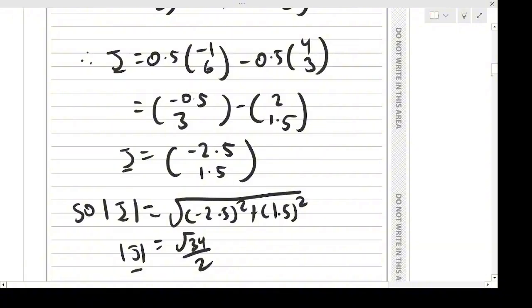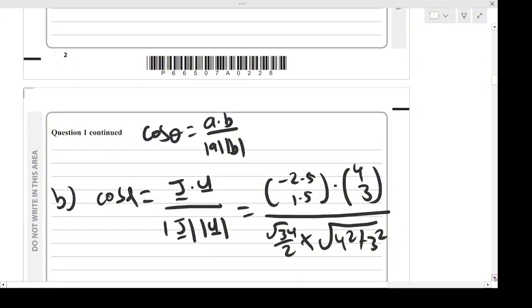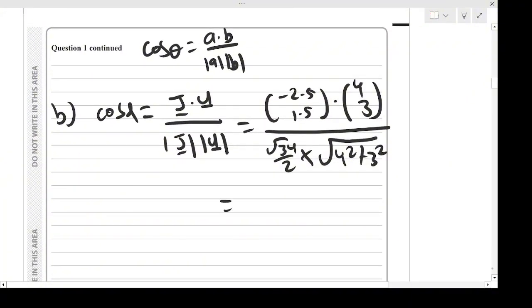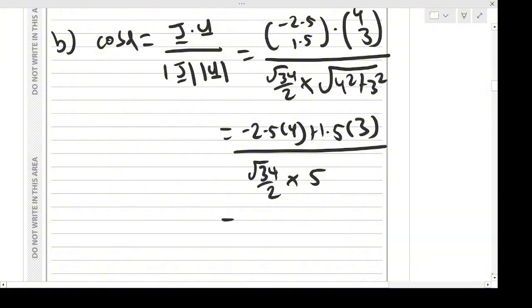Now for j, the magnitude of j, we work that out. It's root 34 over 2, right? So I don't need to do anything else there. Times by the magnitude of u, which is going to be the Pythagoras of 4 squared and 3 squared. Hopefully you can see that. And so I just need to simplify this. So it's going to be minus 2.5 lots of 4, and then 1.5 lots of 3. If I work out that dot product, okay, it's just from core pure vectors. Then that's going to be root 34 over 2 times by root 25. It's going to be 5, right? And so just work all that out, okay?